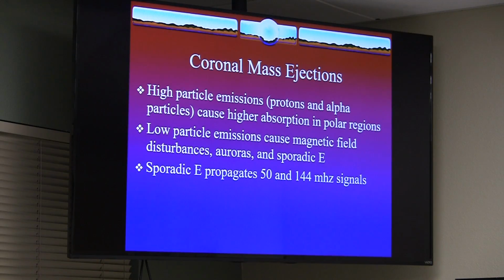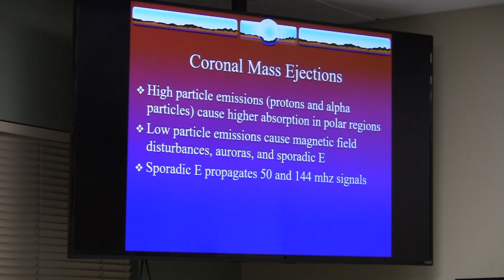So we talked about sunspots, now we have coronal mass ejections. That's usually what comes out of a sunspot. When a sunspot gets very active, the magnetic waves come up and they burst and release all that magnetism and all that flux out into the atmosphere, or actually into space, usually in our direction or near our direction. So you have high particle emissions, protons, alpha particles, and they cause high absorption in the polar regions, which is why you get the aurora borealis or the aurora australis, if you're in the southern hemisphere. Low particle emissions cause magnetic field disturbances, so if they're not too bad, you'll still get some field problems.